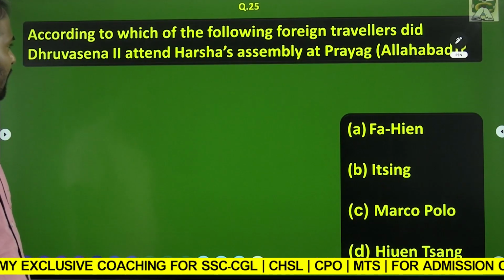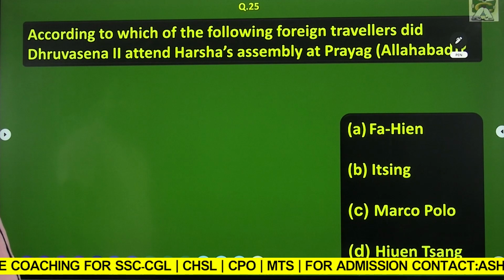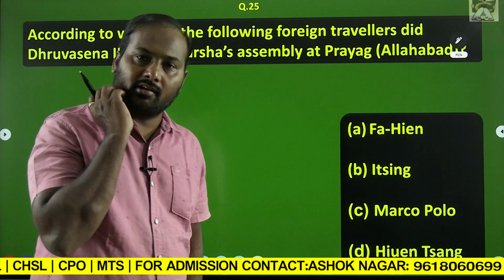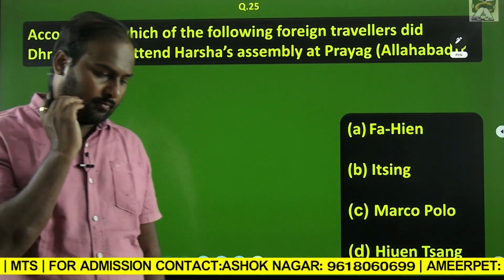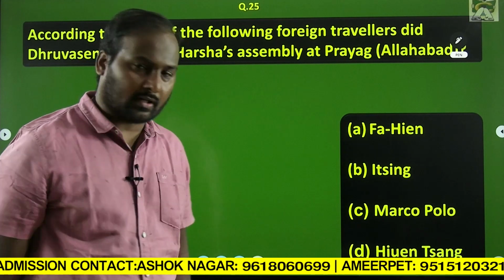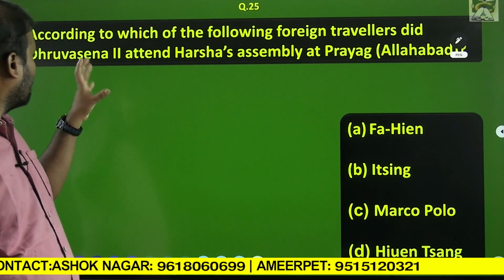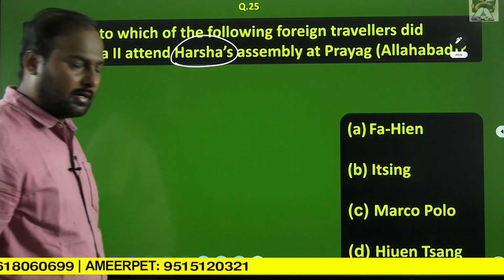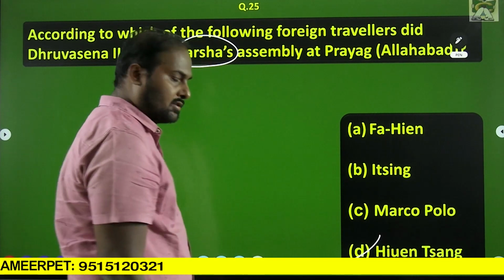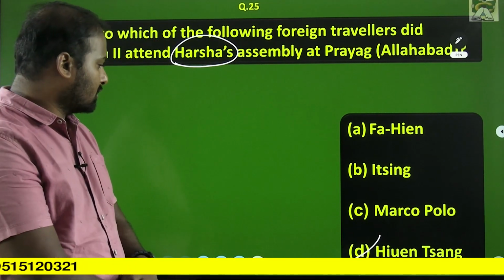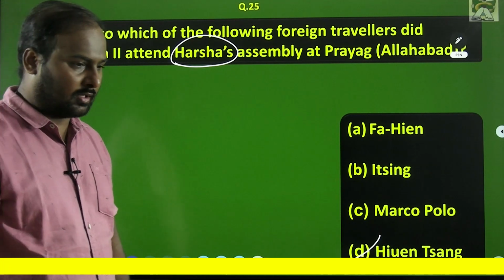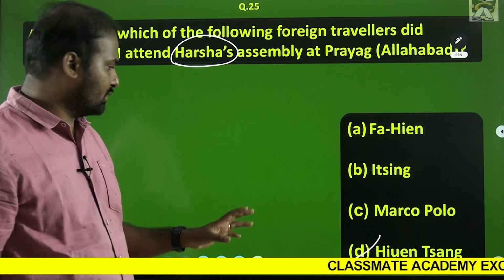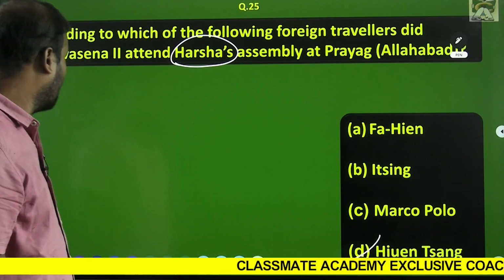Next. According to which of the following foreign travelers did Dhruvasena attend Harsha's assembly at Prayagraj? This is a question from ancient history. In ancient history, there is the post-Gupta topic. We're talking about Harshavardhana of Thaneswar. During the reign of Harshavardhana, a foreign traveler called Hiuen Tsang came to Harsha's court. He stayed in Harsha's court and gave a lot of information regarding the social, cultural and economic aspects of the ancient Indian period. So it is very, very important. Your answer is option D, Hiuen Tsang.